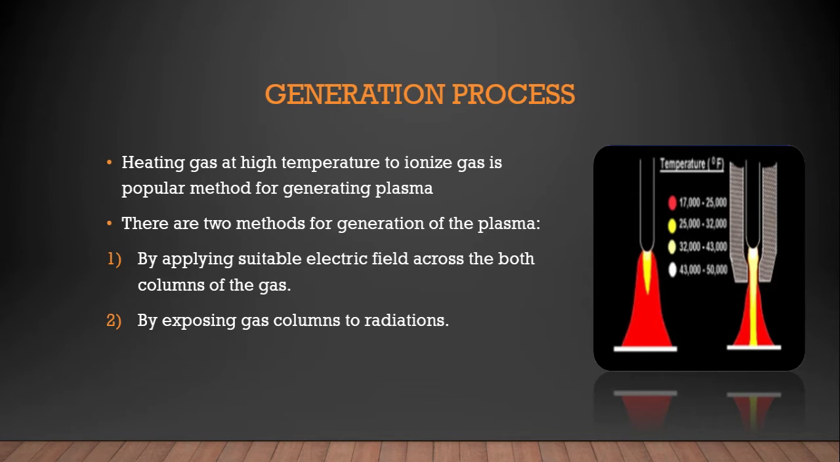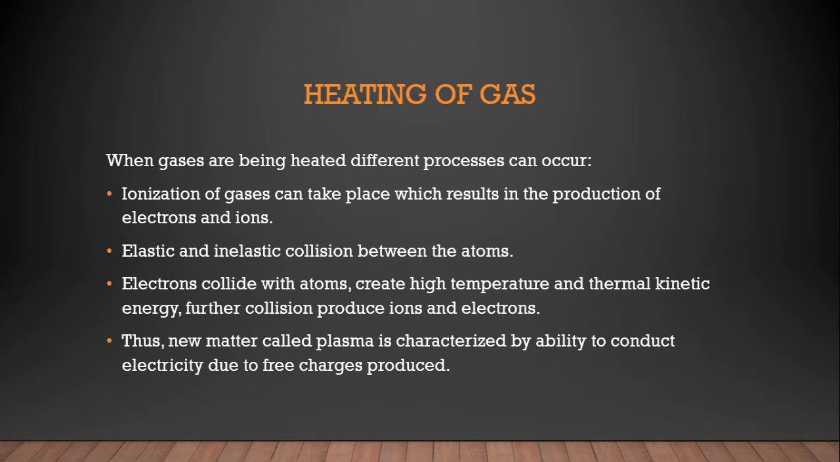Next we have the generation process. How is plasma generated? Plasma is generated by heating a gas at high temperature which ionizes gas molecules, and there are two popular methods being used for generation of plasma. First of all, we apply an electric field across the column of gas in a container, and the second method is exposing the gas column to radiations.